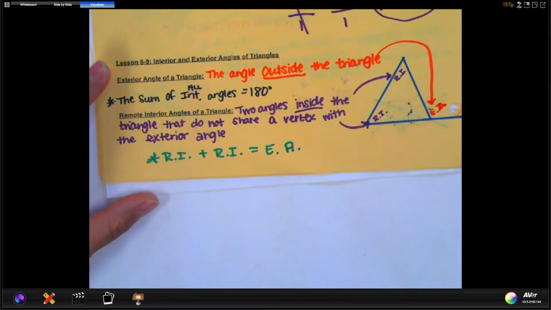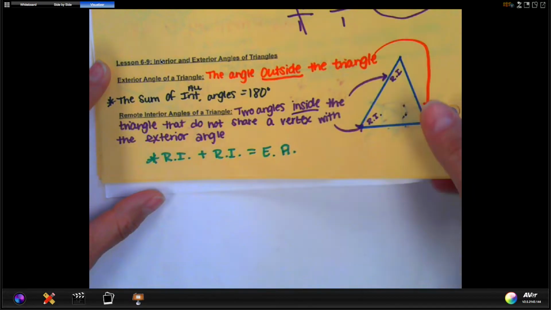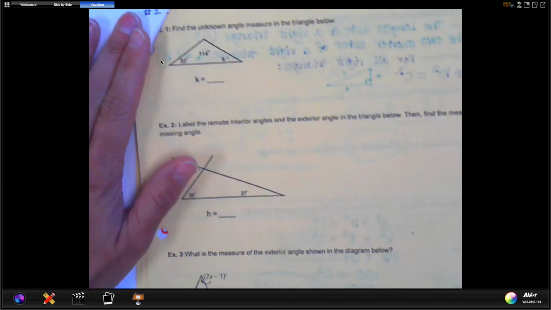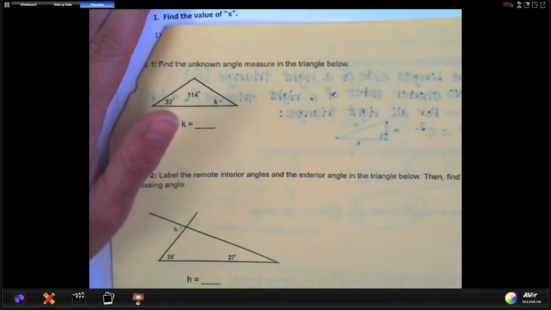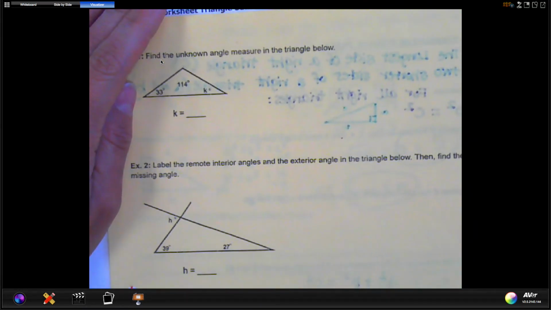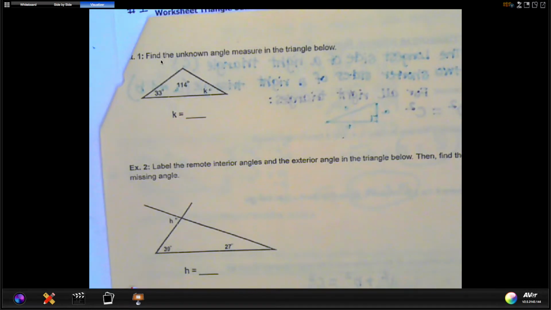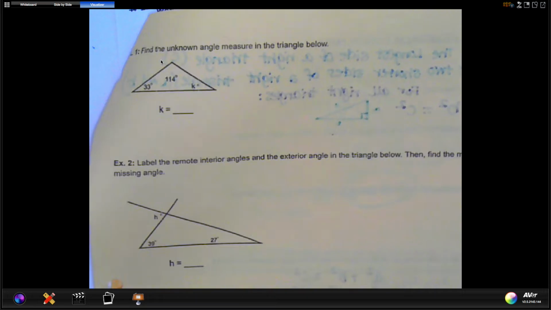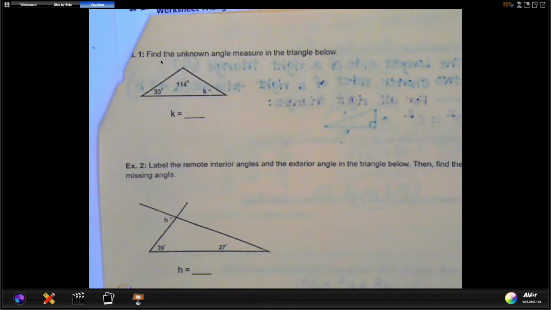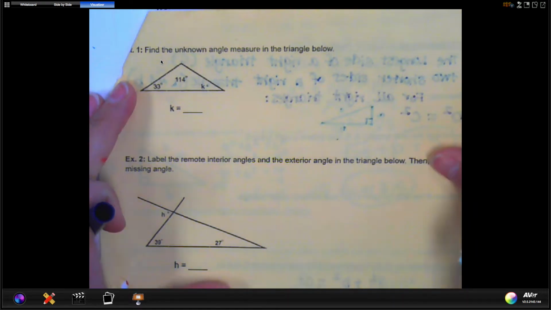If not, and you have them all down, we're going to start with Example 1, which is on the next page. Okay, so on the next page, a couple of things we're going to see in this lesson. The first is simply finding the unknown angle measure on the interior of the triangle. If you've got one angle that is 33 degrees, one that's 114, and you're missing another one, we're calling that K degrees, remember that when we add the three of these up, it should equal 180.